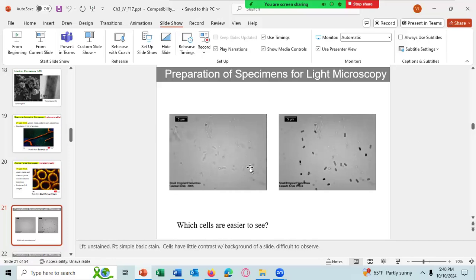Cells are mostly water, and water, as you know, is very transparent to light, and that's why these cells don't show up much differently than the background. So cells have little contrast with the background of the slide. They're difficult to observe, and if you want to observe them better, you use a stain. And all you're doing is increasing the contrast between the specimen and the background of the slide, which for most cases is the glass of the slide.